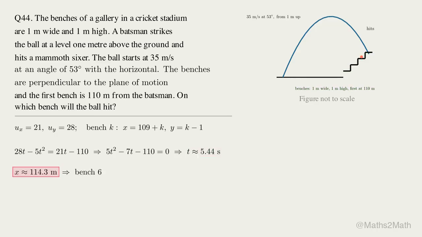Then x is 21 times 5.44, about 114.3 meters. That is 5.3 meters into the gallery, inside the 6th bench's slab. The ball lands on the 6th bench.